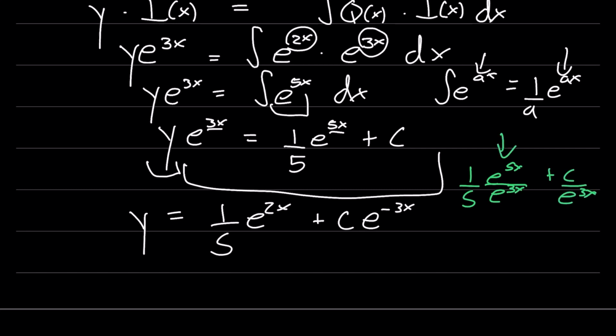Now in this case, when the bases are the same and we just have different powers, we're just going to subtract the powers, so we're going to have 1 over 5 e to the 2x plus c, and now here we can bring a denominator to the numerator if we just make the power negative, so c times e to the negative 3x. Sorry, I said 2x, that's actually 3x. But yeah, so that is the general solution.